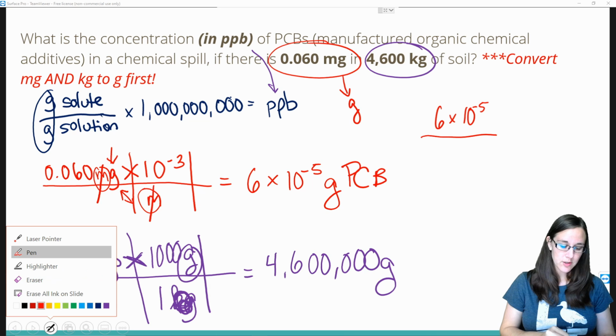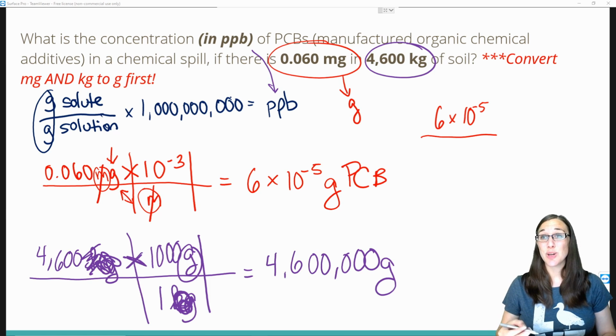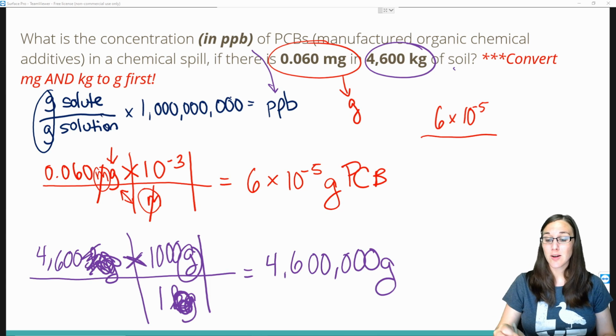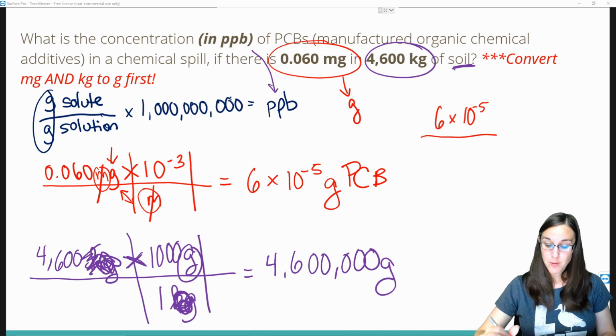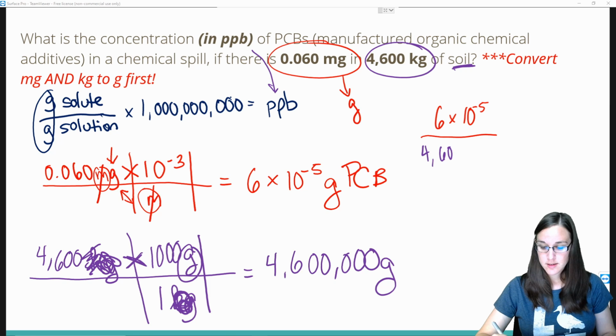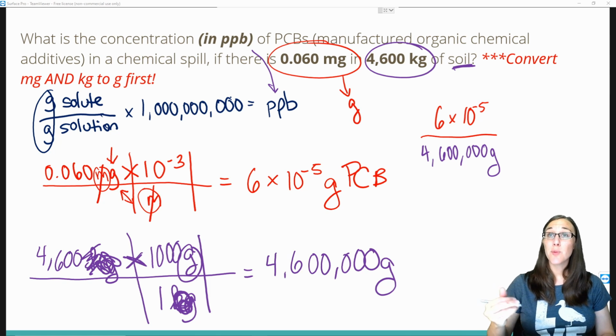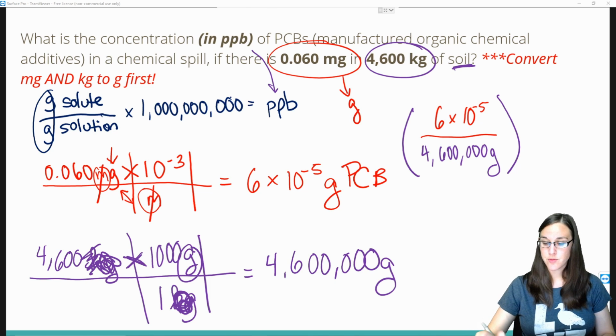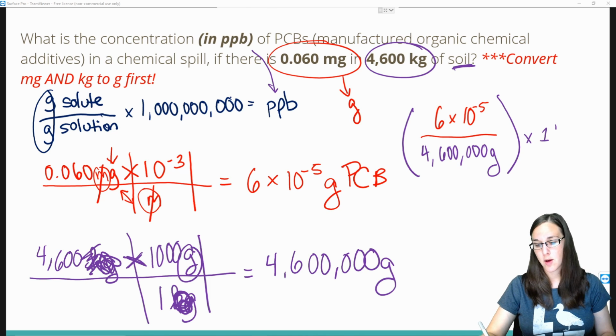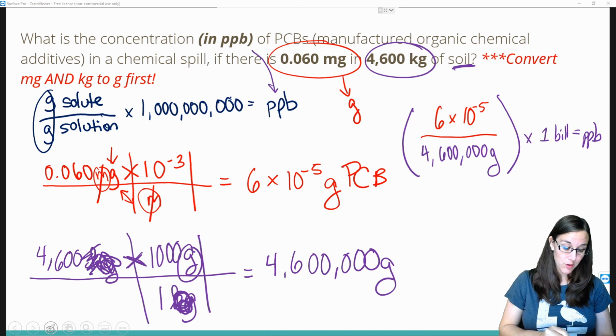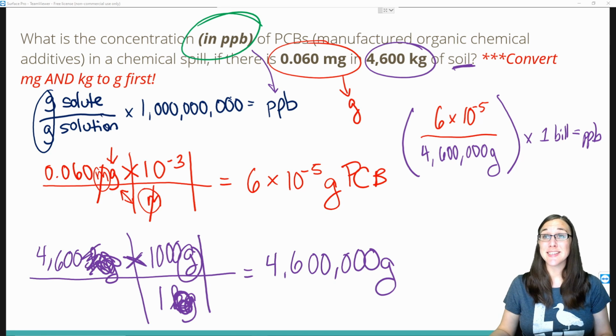And then the thing that's going to go on the bottom is my solution or my solvent. In this case, it would be our soil because that's what the PCBs are dissolved in. So that would be 4,600,000 grams. We're going to multiply that ratio by 1 billion, and that'll give us our parts per billion, what we're looking for. Now remember, that was the overall goal of the entire question. We're trying to find the concentration that's in the soil.